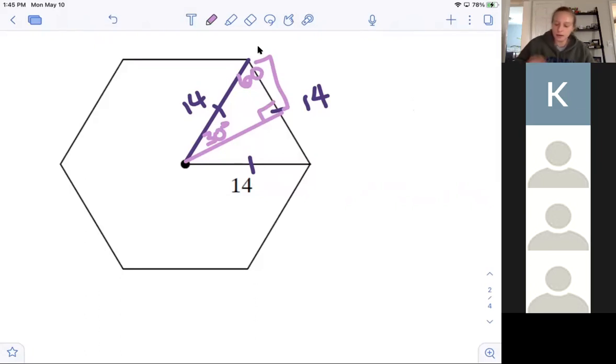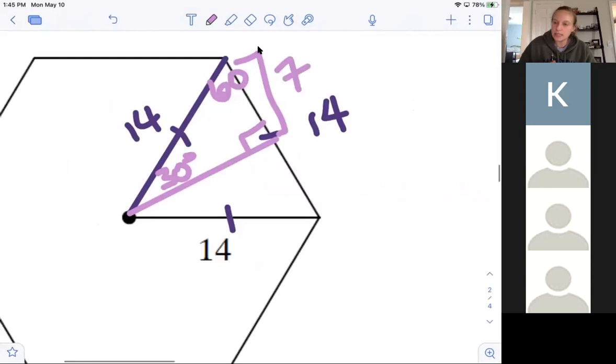Getting afternoon tired? 14 divided by 2 is 7. And then to go from the short leg to the long leg, I have to multiply by √3. So this becomes 7√3. Again, this is where I like to do my area using my height and then the base of the entire bottom side. So I'm going to multiply it by 6.